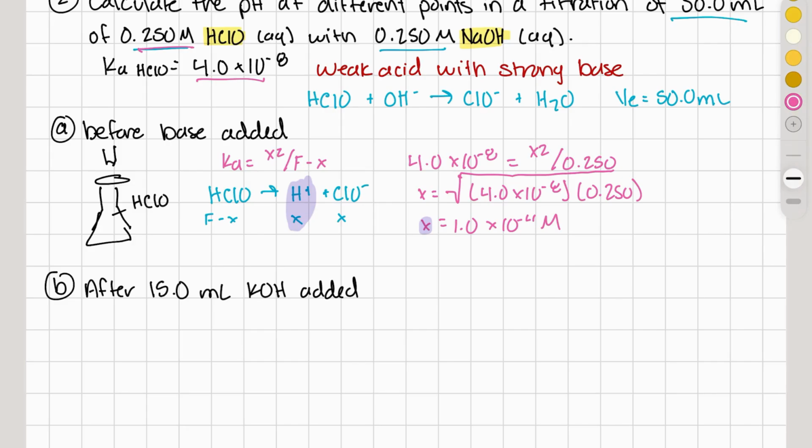So I can just take this x value and throw it into the negative log. So pH is the negative log. And that tells me that pH at this point is 4.00. All right.